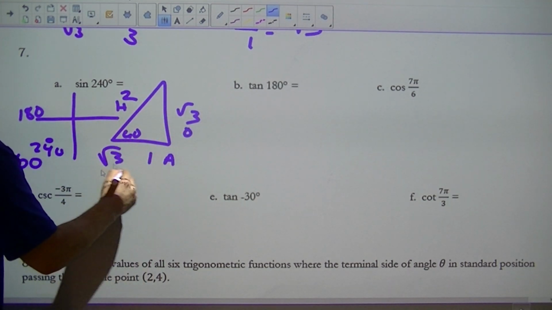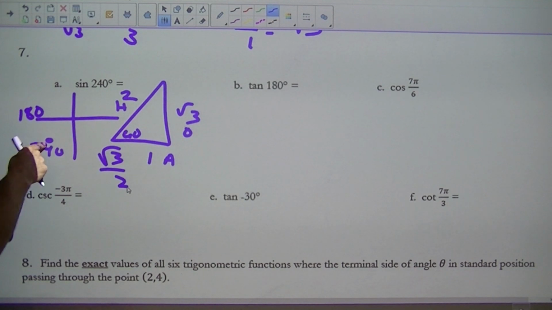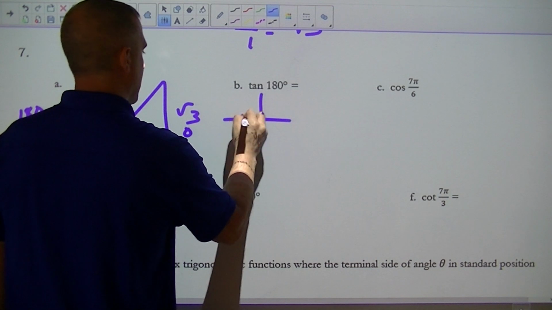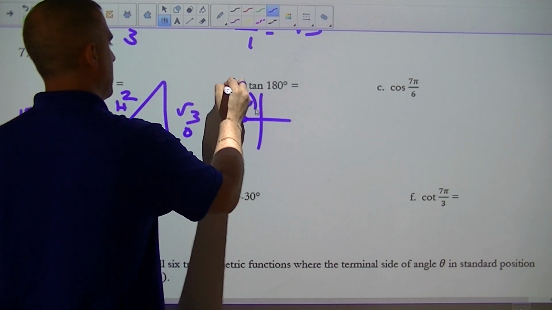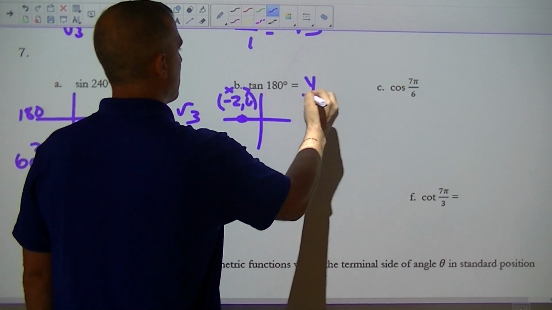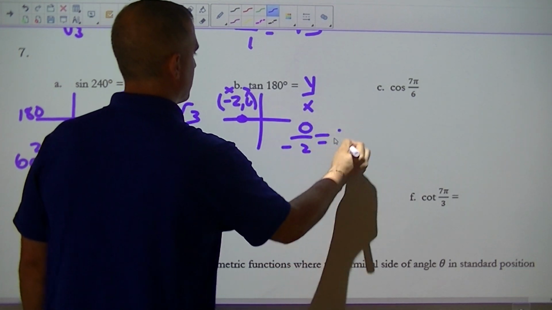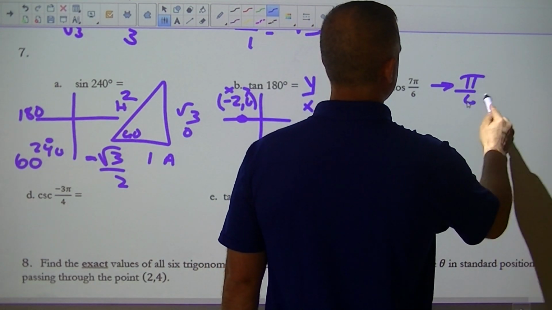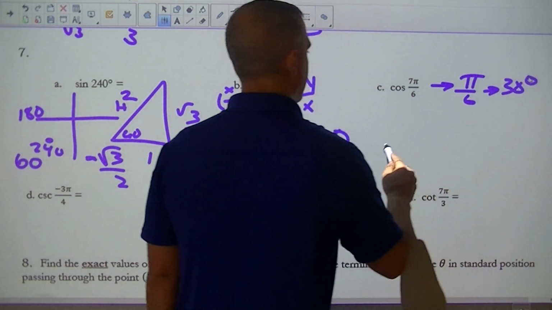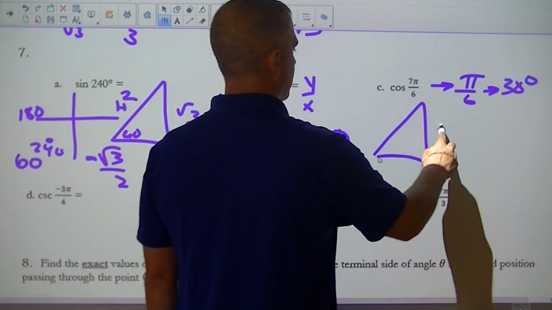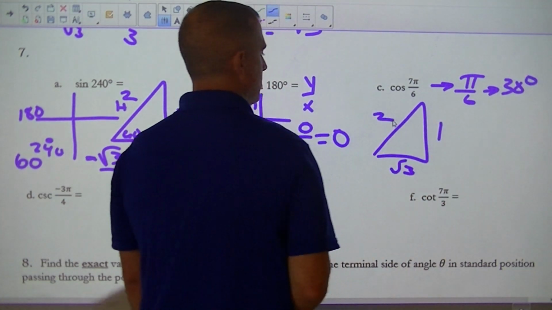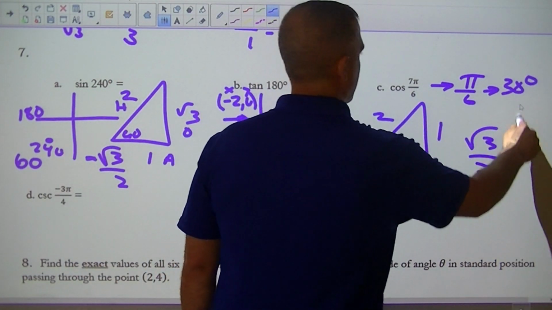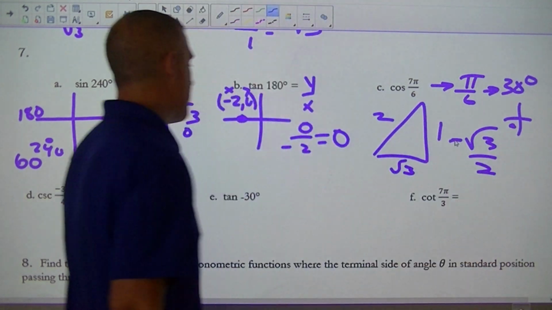So that's square root of 3 over 2. Here, the only thing that is going to be positive is tangent, so that would be negative. All right, 180: I look at this point of negative 2, 0, x and y. Tangent is really y over x, so that's 0 over negative 2, which would just be 0. 7 pi over 6 is the same as pi over 6, which is the same as 30 degrees. So what that would look like is 1, square root of 3, and 2. Cosine would be square root of 3 over 2. This is also in this quadrant down here, so that would also be negative.